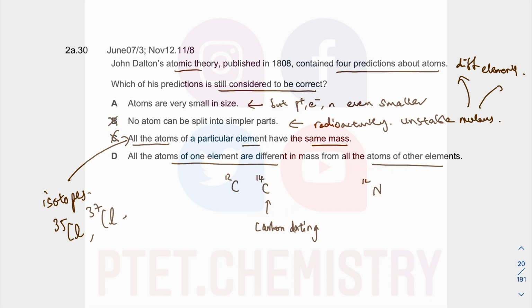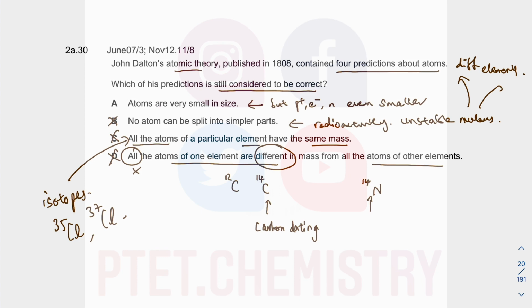You can have nitrogen 14. This is nitrogen 14 isotope. Alright, so I'm talking about isotopes. Guess what? They have the same mass. They are atoms of different elements. So not all the atoms are different in mass. So D is wrong. By contradiction, it seems that I have to go back to A.